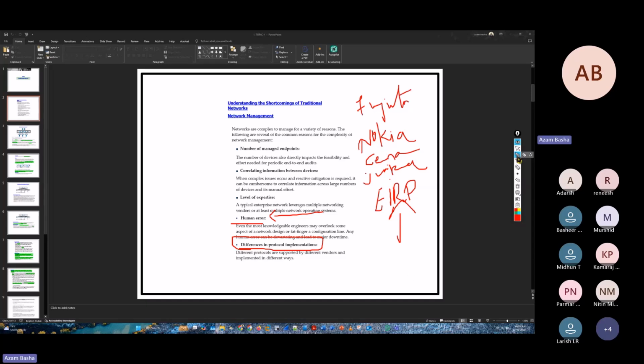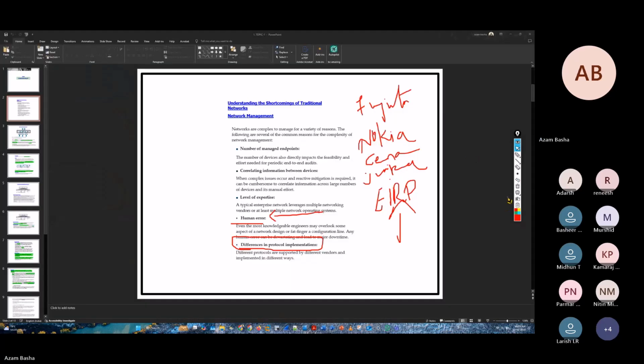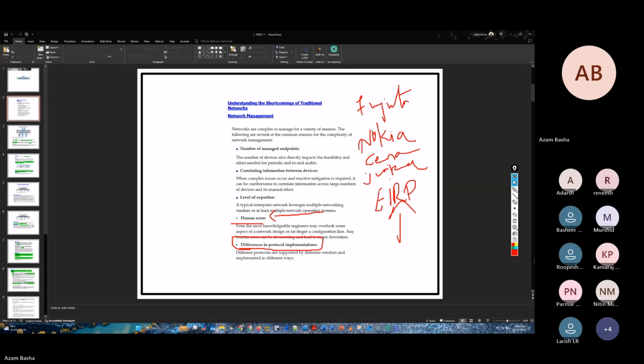Okay, great. No, no. Can I know the name of the person who said that? Rupesh. Why is that, Rupesh? Cisco proprietary. Okay, what do you mean by Cisco proprietary? It will not be open standard, it runs only on Cisco. Okay, so that's a big disadvantage, right, Rupesh?